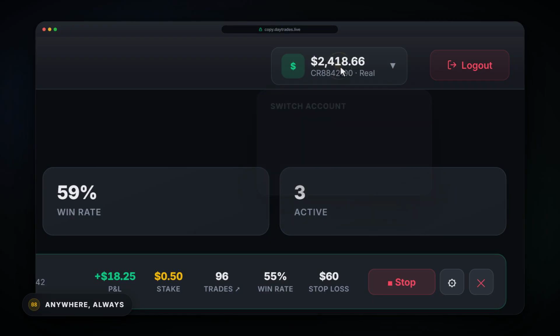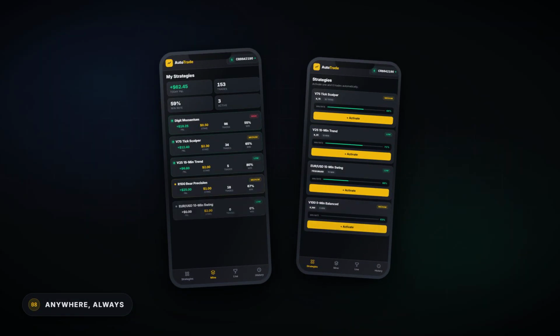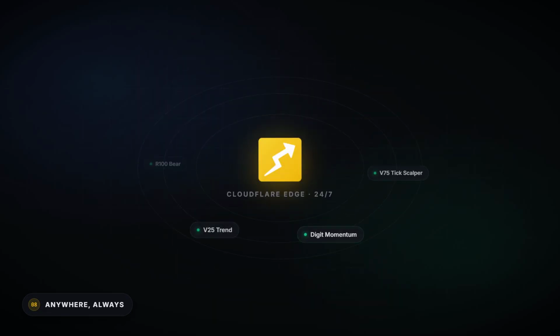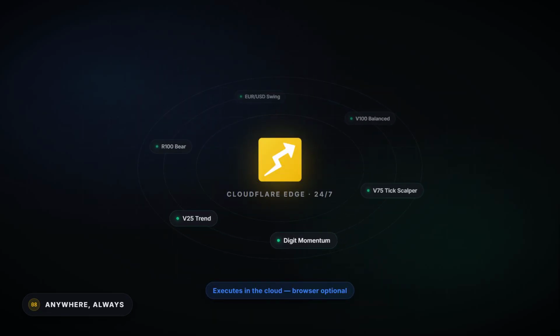Switch between your demo and real accounts right from the header. Run the whole thing from your phone. And because every trade executes in the cloud, your strategies keep working whether your laptop is open or not.